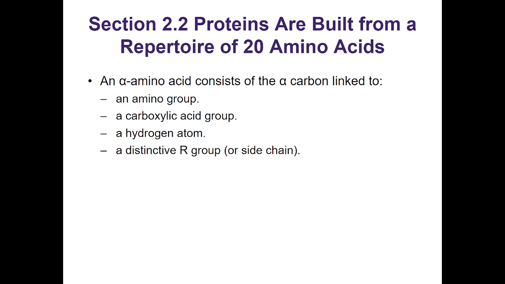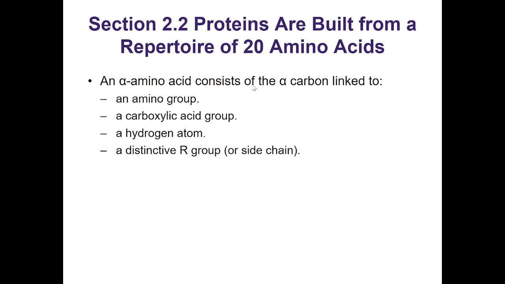Yeah. Okay, so building blocks. Your building blocks are composed of an alpha amino acid. This is going to consist of the alpha carbon linked to an amino group, a carboxylic acid group, and a hydrogen atom, and a distinctive R group. This is referred to as the side chain because it's going to come off the side of your polymer chain.